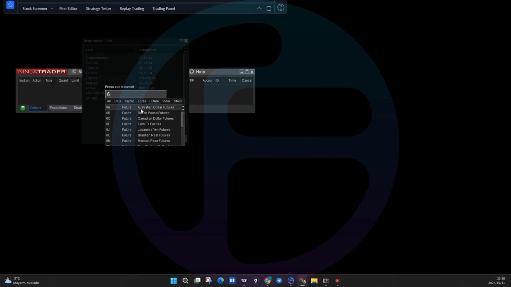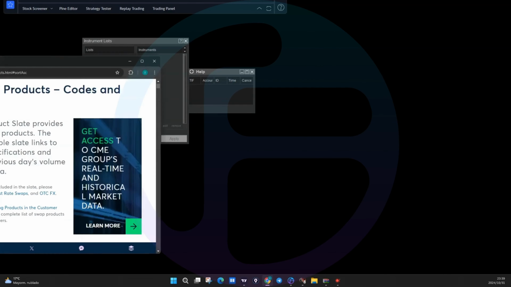The first one is 6A, short for the Australian dollar. 6B is short for the British pound. And 6C is short for the Canadian dollar. 6E is short for the European Union euro. 6J is the same as USD yen. The letter J, or Japanese yen, serves as its official abbreviation, and the rest of them are those currency pairs that aren't majors.